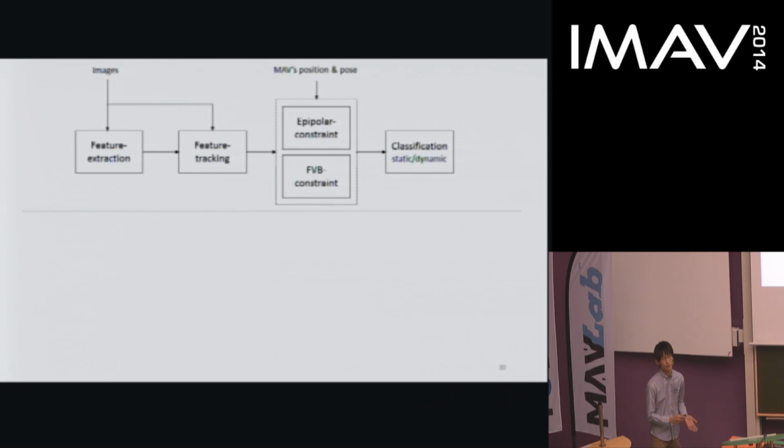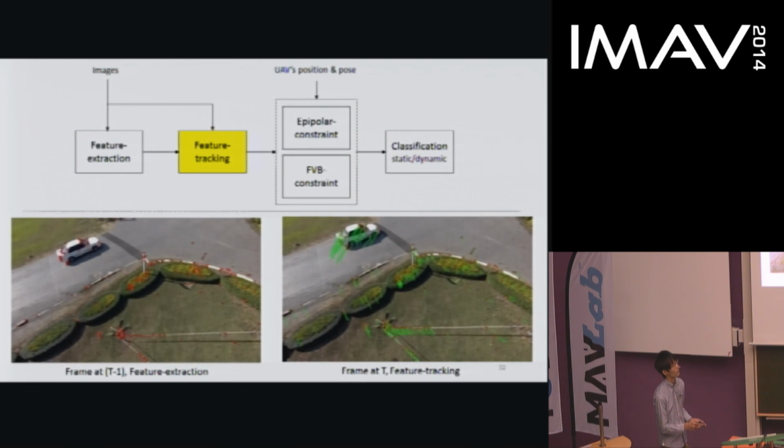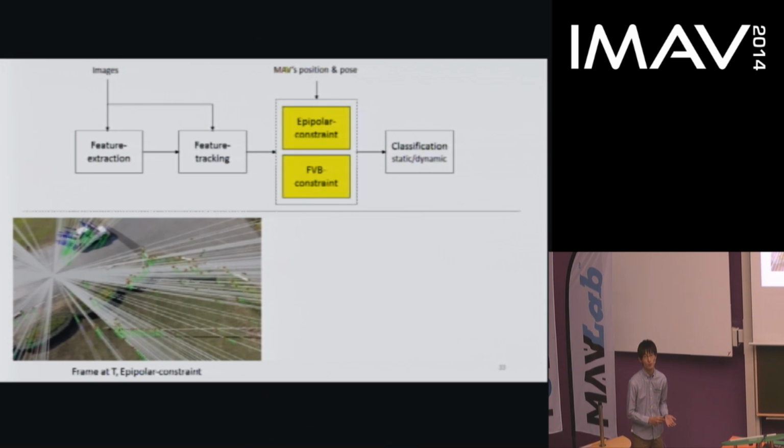This picture illustrates the process of moving object detection using geometric constraints. At first, we extract feature points from the first image. In the same way, we extract the feature points from the second image, and then we track each feature, and the green lines in this image show the result of the feature tracking. And then we check the geometric constraints at each feature.